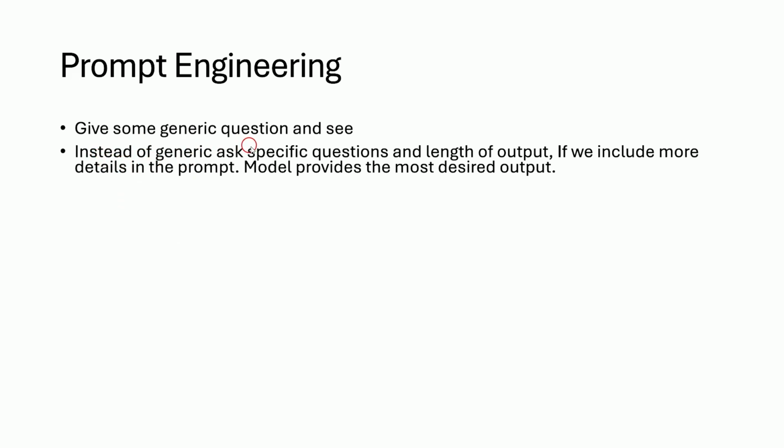So instead of generic questions, ask specific questions, and specify the length of the output. If we include more details in the prompt, the model provides the most desired output. I think we have already seen the second point. Instead of generic questions, we asked a specific question, right? And if we include more details in the prompt, the model provides the most desired output. That is what we have seen in the previous hands-on.